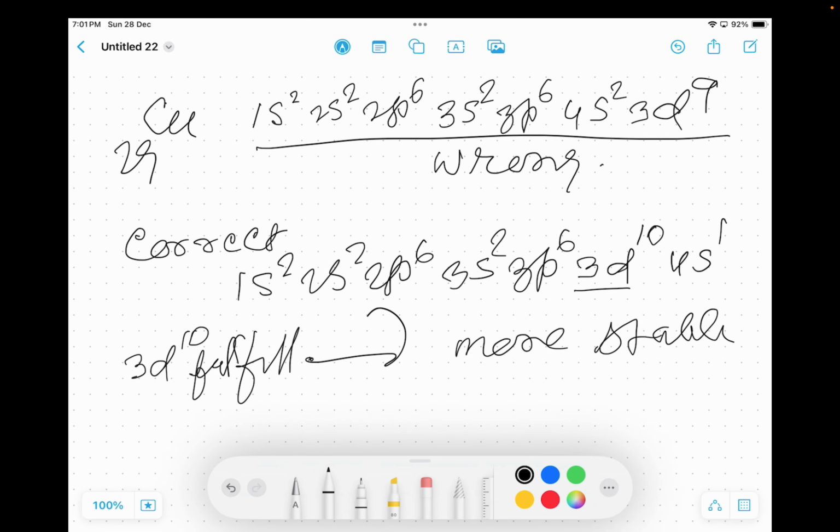In this way, we could understand the electronic configuration of elements. I think you have a better understanding now.